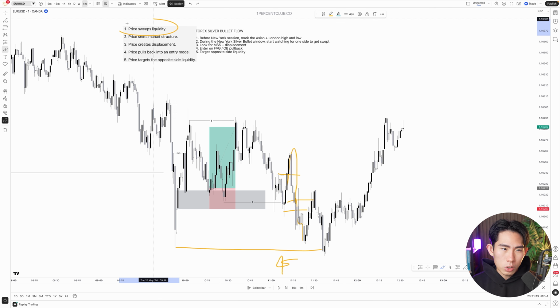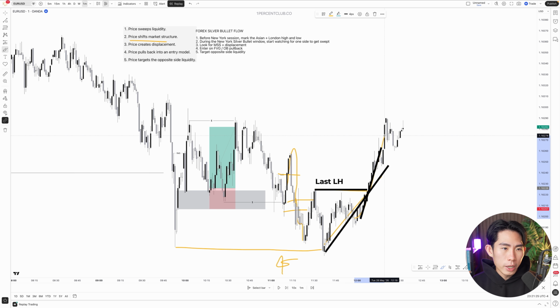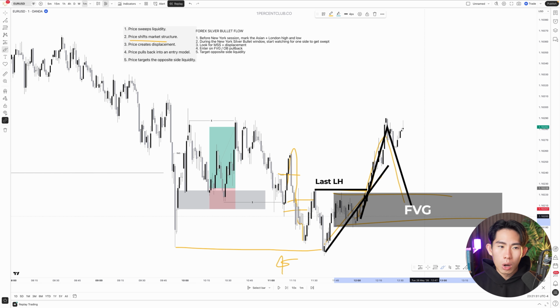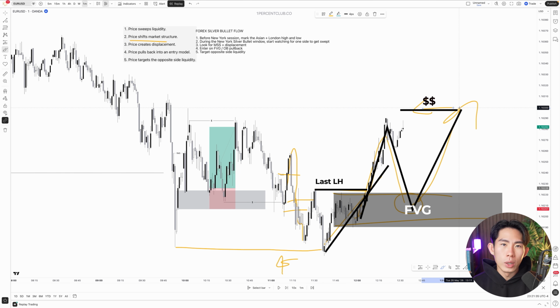Then guess what? After the liquidity, later on price shifts market structure, price takes out the last lower high right here, price creates a strong displacement just like this. And this is where perhaps you can wait for price to pull back to an entry model, a fair value gap, order block. And then this is where you can look for longs and target the opposite side liquidity. As simple as that. All right, next up, we are going to look at NASDAQ, right?